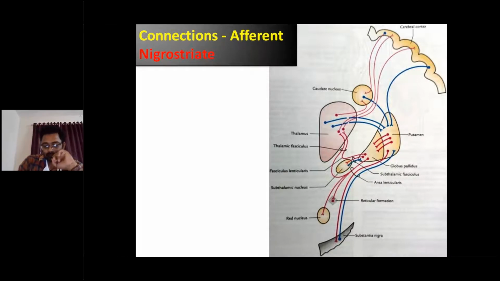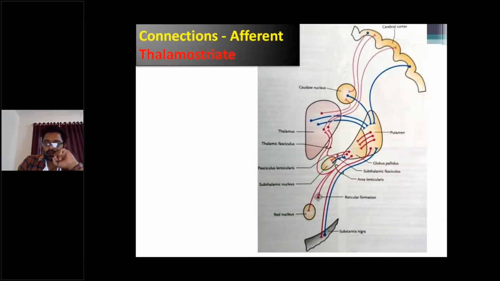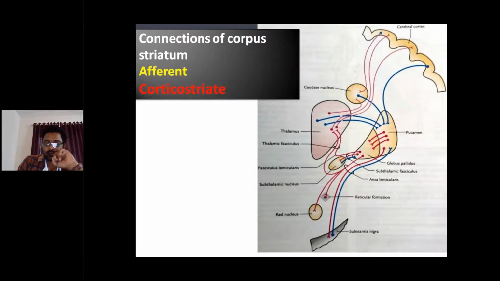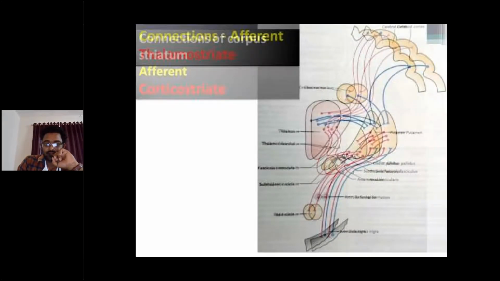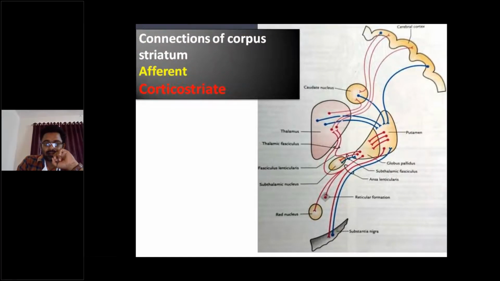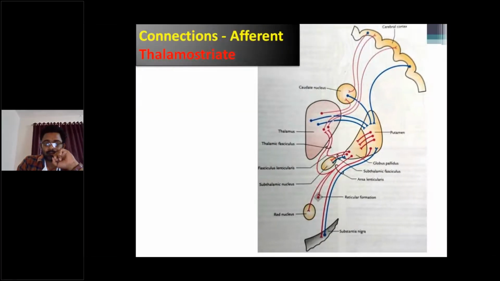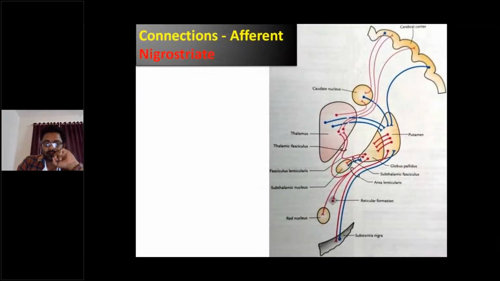So corpus striatum mainly receives afferents from cerebral cortex, thalamus, and substantia nigra. Right? So corticostriate, thalamostriate, nigrostriate. In this one, nigrostriate carries the dopamine synthesized nerve cells.